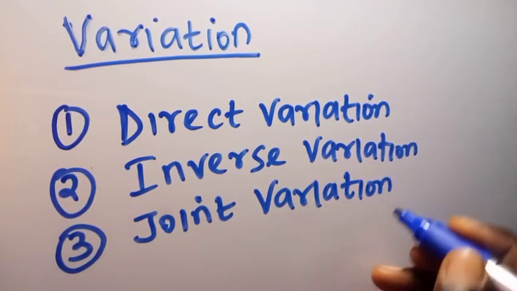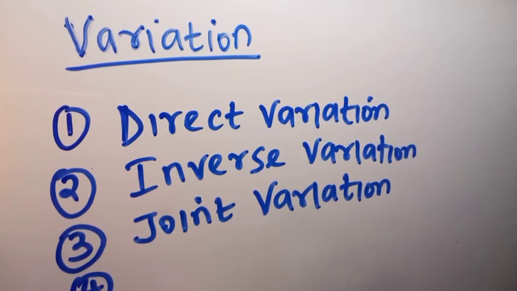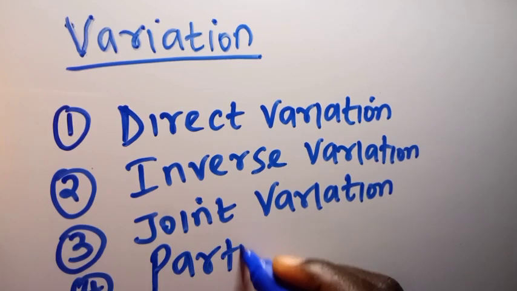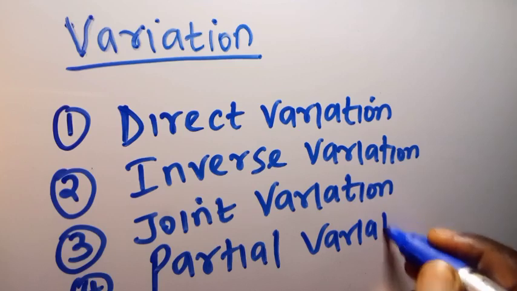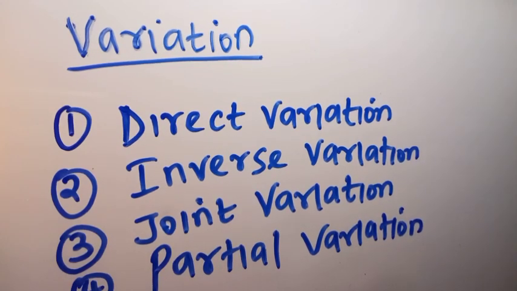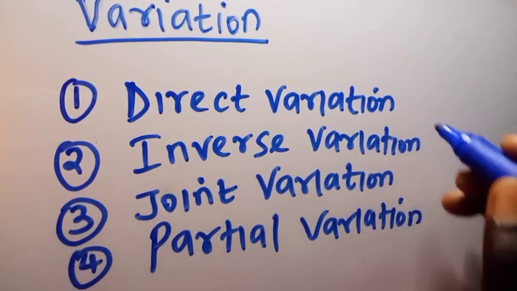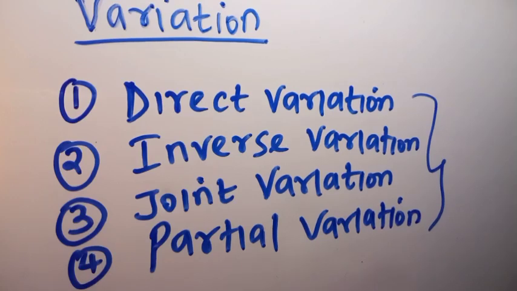Then fourthly, we have partial variation. That is the last type of variation. There are only four types of variation. These are the four main types of variation that we have.